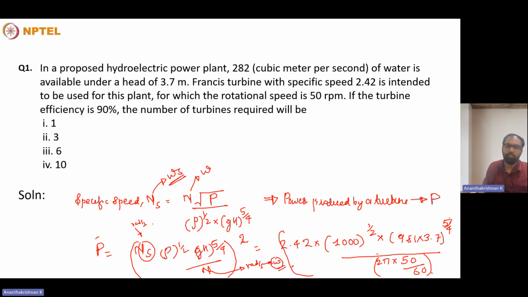So this whole term raised to the power 2 will be the power for a single turbine. So the power P is equal to 1.697 into 10 power 6 Newton. This is the power produced by a single turbine.